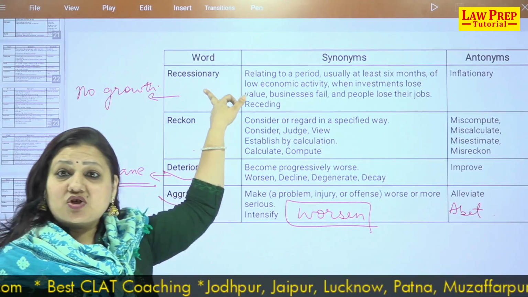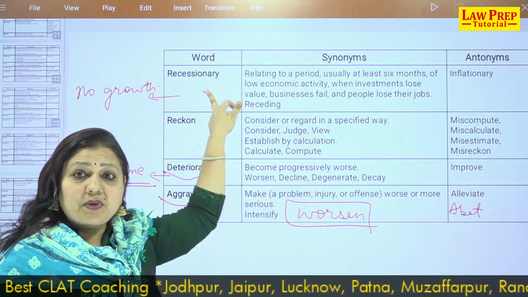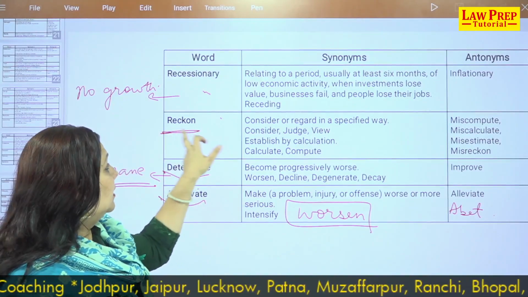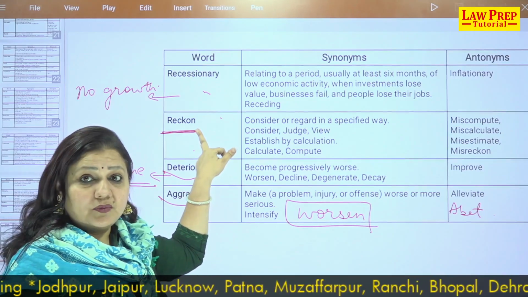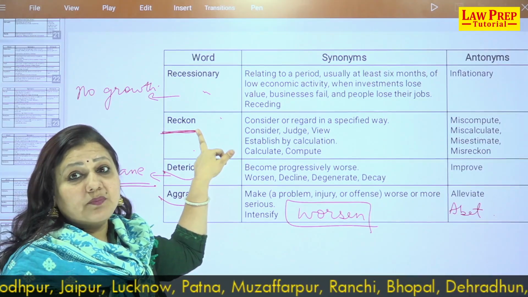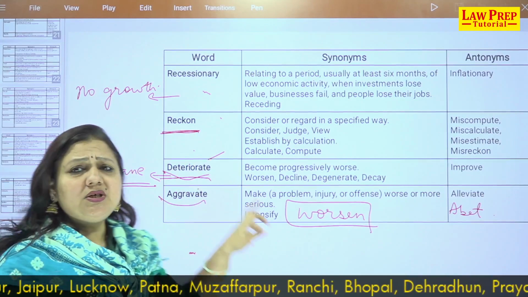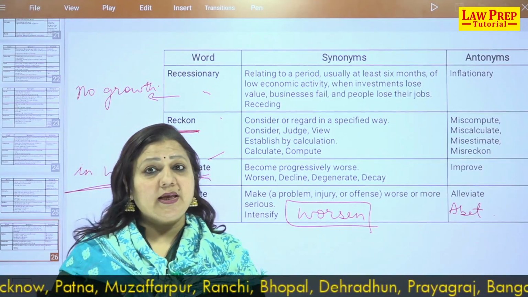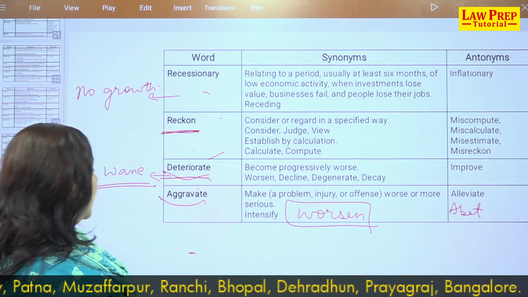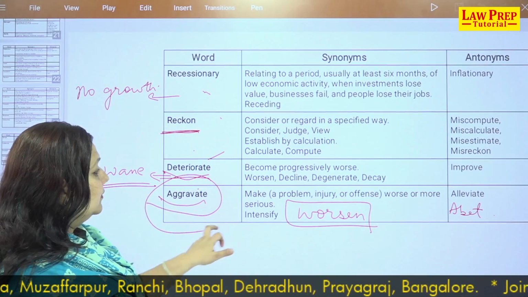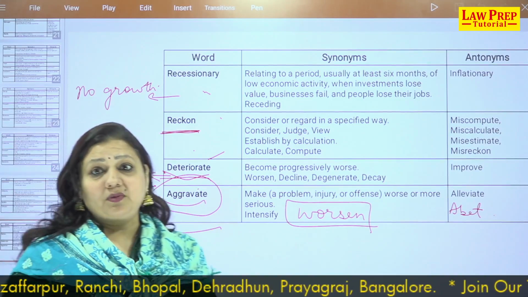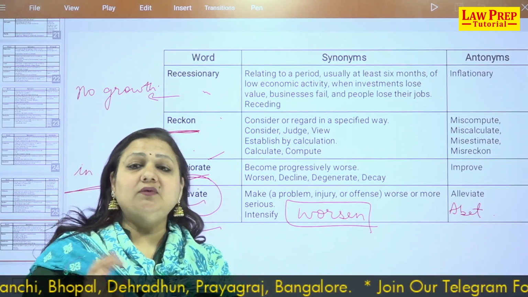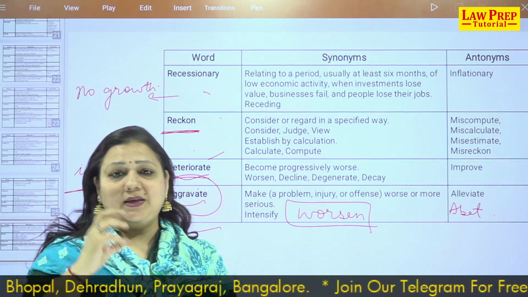So it is a recession period because of the corona pandemic. There is no growth in the market or in business. You can reckon your mistakes and you can learn from them, and that is what makes you a complete human being. Don't deteriorate in your path of success. You have to climb high in the ascending scale and not fall down. And aggravate is making something worse, don't aggravate the problem. There are already so many problems on this earth. Don't aggravate things, don't make things a very problematic situation.